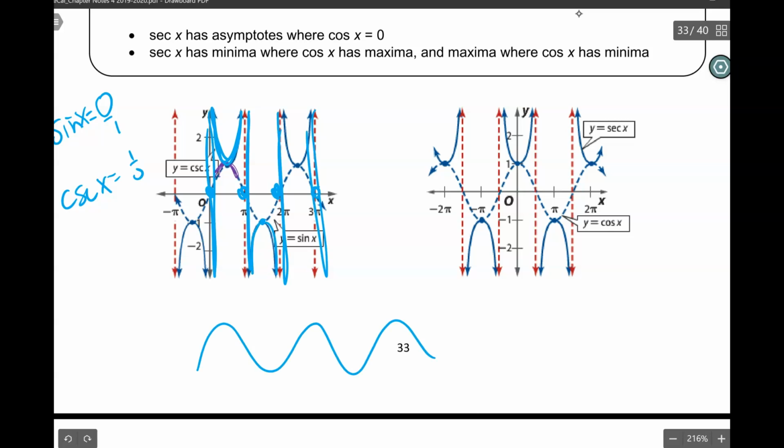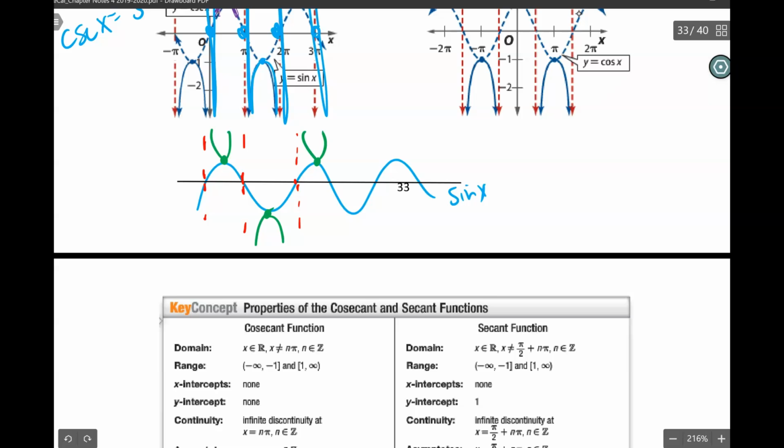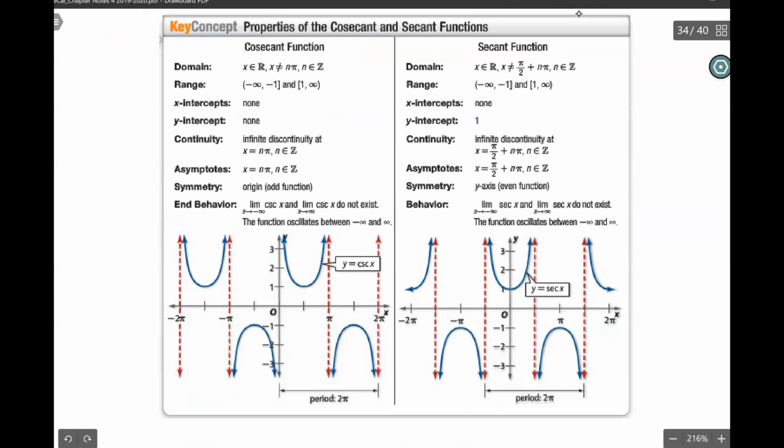So if I graph sine, something like that, anywhere where it's 0, make a vertical asymptote. This blue is what sine of x would be. And if I'm wanting cosecant, I see this point is 1 and I flip up. Where it has a minimum, flip down, maximum, flip up. And that's it. That's how I would graph secant and cosecant. You just have to graph cosine and sine first.